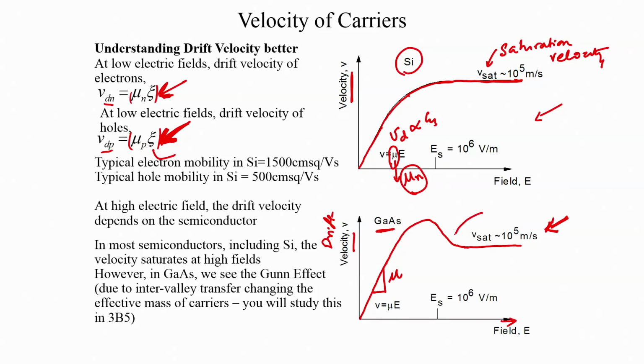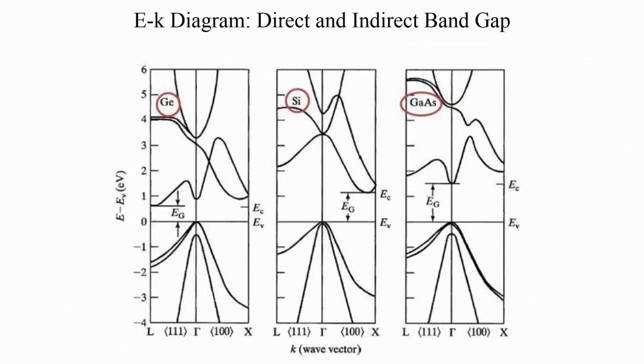Now, this interesting phenomenon is called the Gunn effect, and it can be explained by looking at the full E-k diagram for gallium arsenide. These plots show the complete energy versus k diagram for three different semiconductors: germanium, silicon and gallium arsenide. And these plots have been taken from our referenced textbook, which is Sze's book on semiconductor physics.